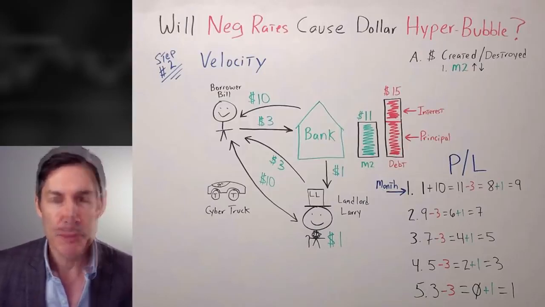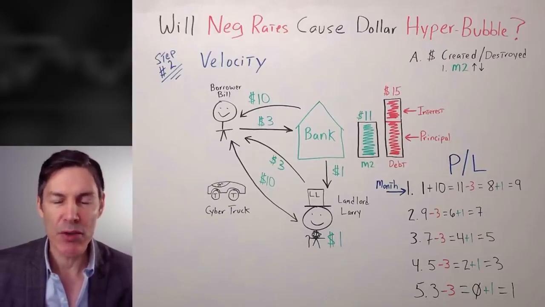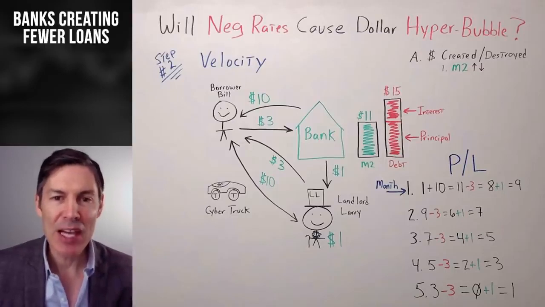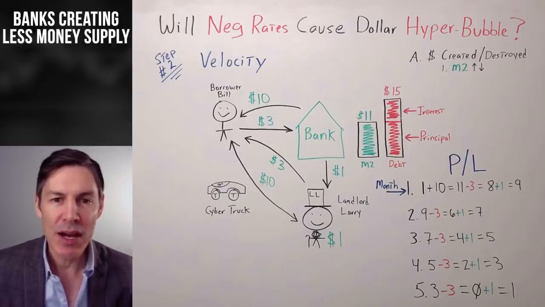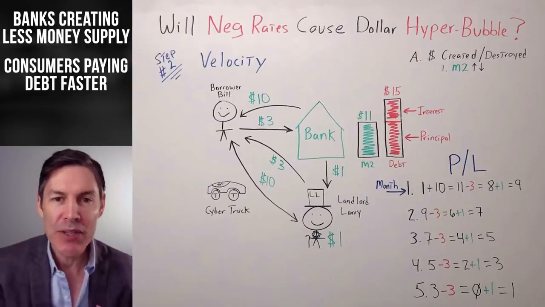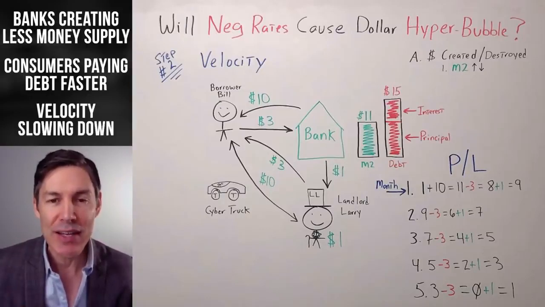So the main points I want to emphasize from step number 1 and step number 2, aside from the wild card of government spending, is if banks are creating fewer loans, they're creating less money supply, while at the same time consumers are paying down debt, or paying down debt at a faster rate, and you have the velocity of money slowing down, you're going to have fewer and fewer dollars in the system.